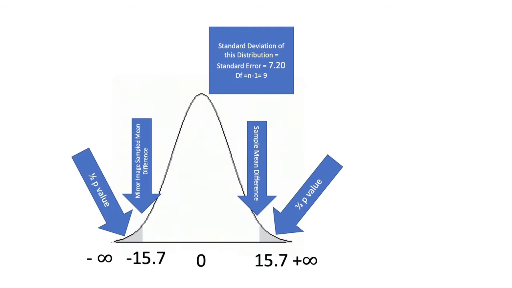Now, we sampled a mean difference of 15. The definition of the p-value is the probability of sampling a mean difference as extreme or more extreme than the mean difference we sampled if the null were true. Well, a mean difference of 15.7 and a mean difference of negative 15.7 are both equally extreme, and more extreme means go all the way to the tail. So we are just trying to figure out the gray area over the white area. That's our probability problem. Nothing special here.